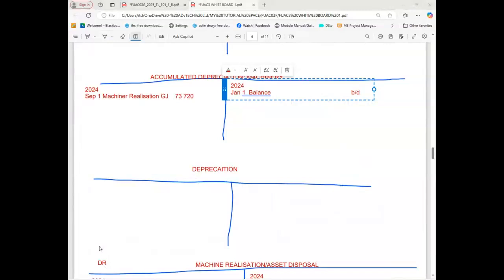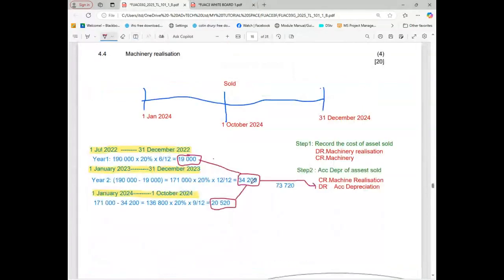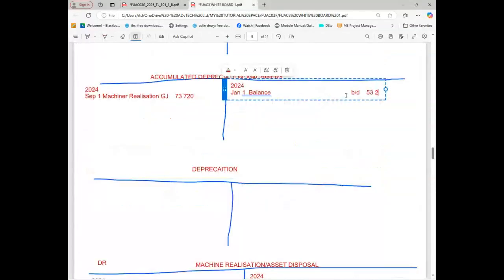So is the balance at 19,000? There are two amounts. The balance will be this one plus this one because they took place before the period. So it will be 19,000 plus 34,200. So I got 53,200. Yes, sir. Does that make sense?